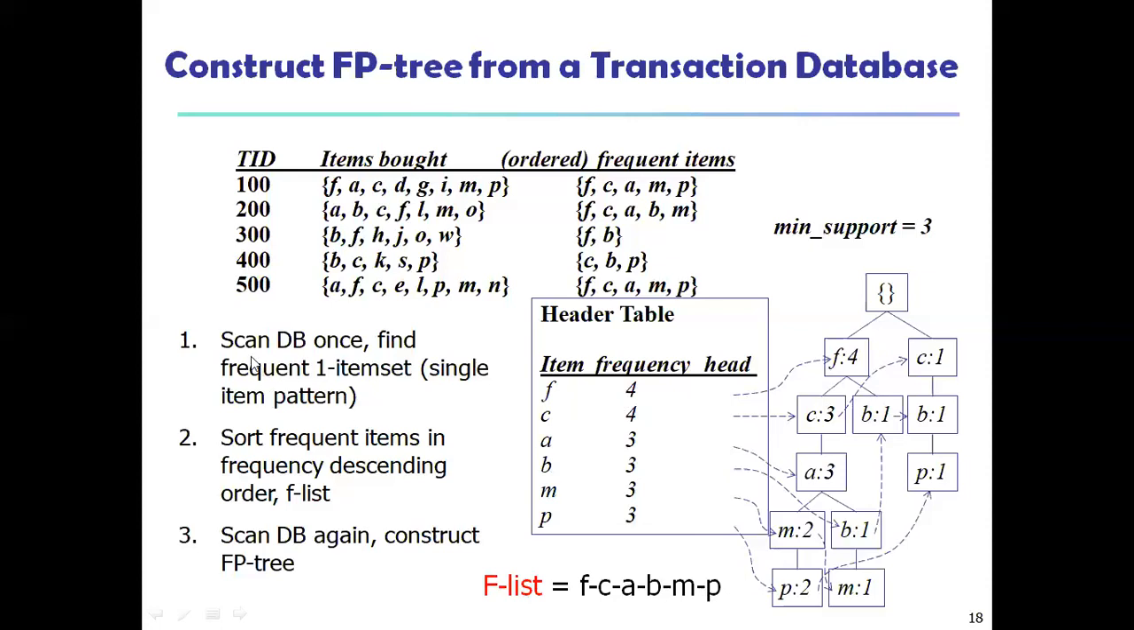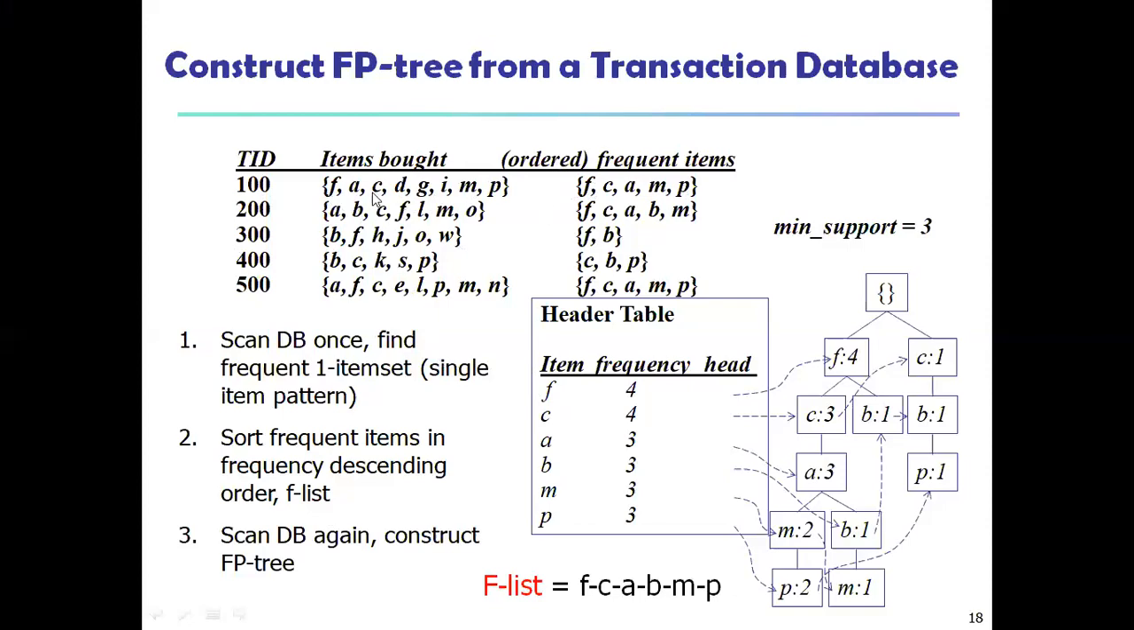If you see here, scan the DB once and find the frequent one-item sets, the single item patterns. So for a single item, F, how many times it happens, C, how many times it happens, like that we have to count it and write it down. Sort the frequent item sets in frequency descending order, the F-list. Say for example, these are the items we have bought, given in the transaction. Now it has to be ordered according to the values we got. See here in this one, F comes in the first place in our order, so we are writing F first. Similarly, A is not in this ordered list, so we are not writing A.